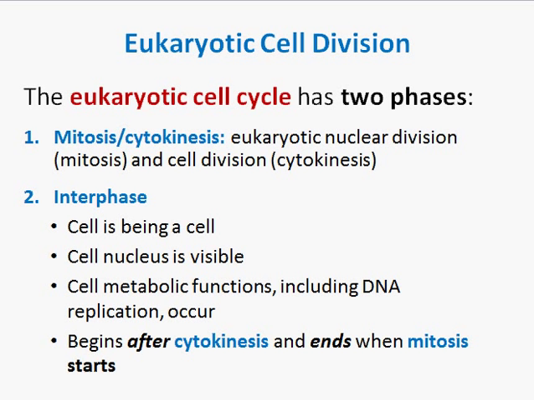Okay, now let's look at the cell cycle as a whole process, and this is dealing with eukaryotic cells. Okay, basically the eukaryotic cell cycle can be broken down into two phases.